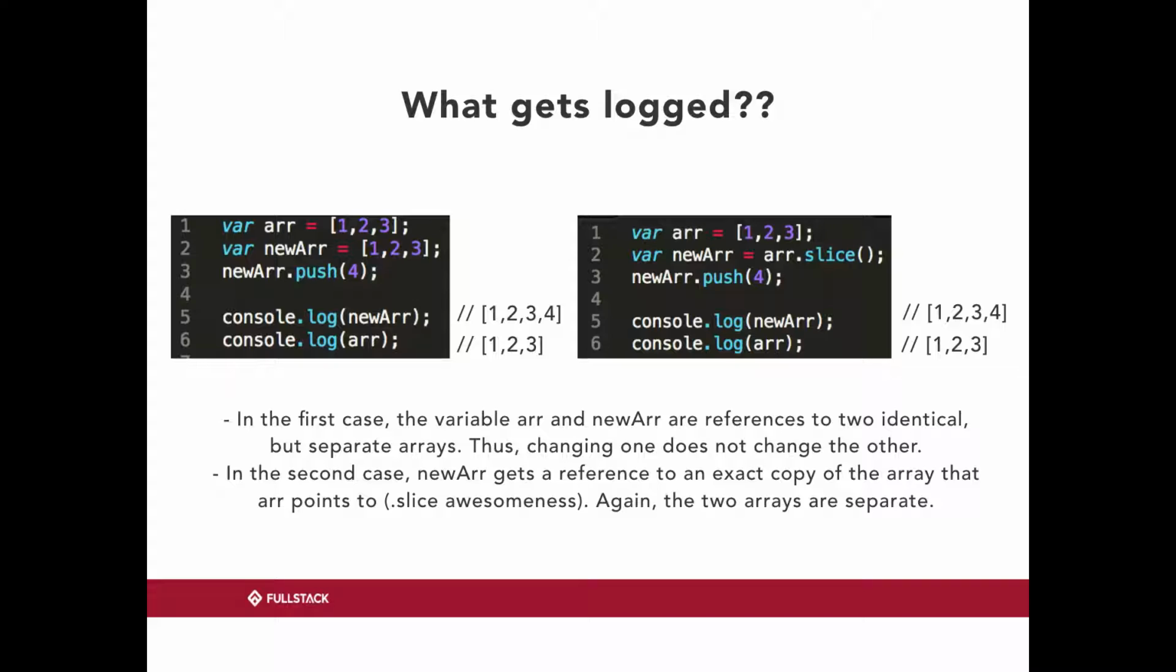I'm saying newArr, push me a 4. We're pointing to object 2, so sure, I'll add a 4 here. Log me out: I have 1, 2, 3, 4. Log out arr: completely its own thing, I have 1, 2, 3. In fact, this is how it works for almost every non-object in JavaScript.